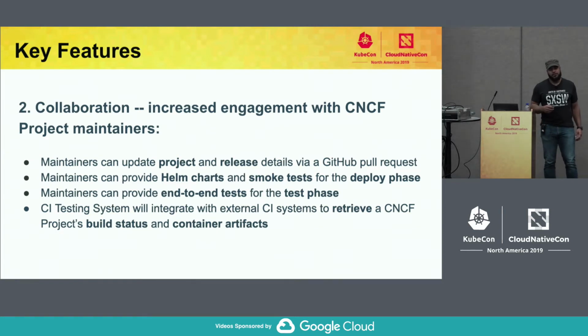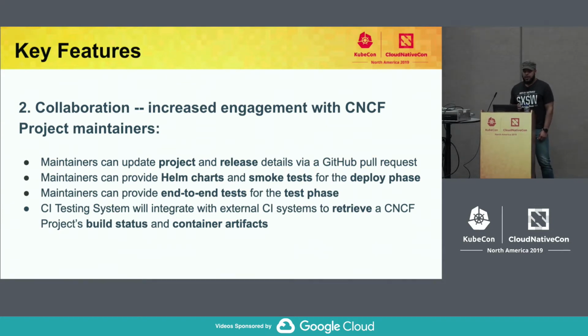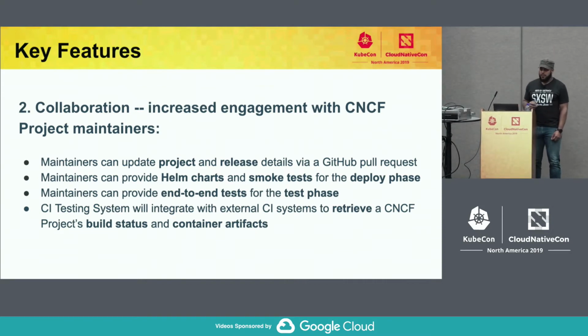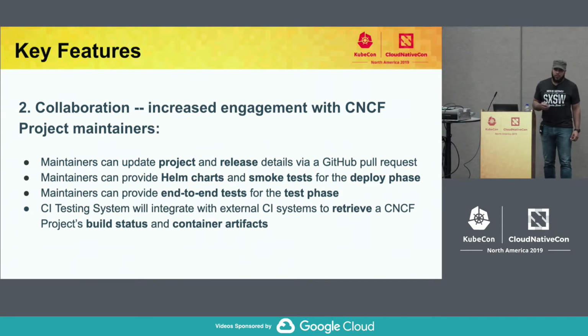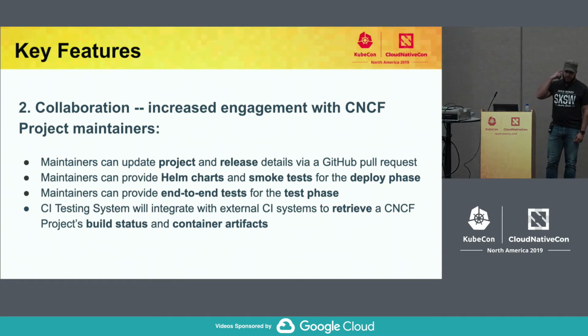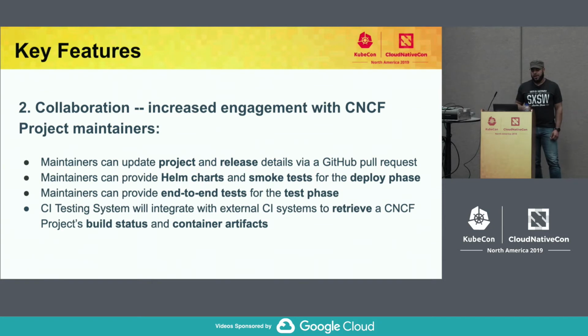All right. With version 3, we also want to streamline the way that we engage with the projects and the project maintainers. So maintainers now can update their own project and release details via a GitHub pull request. They also can provide the Helm charts and smoke tests to us for the deploy phase, and then we will use their end-to-end tests as well. So the CI testing system is going to integrate with the external CI systems of the projects and retrieve their build status and their container artifacts and display and use those.